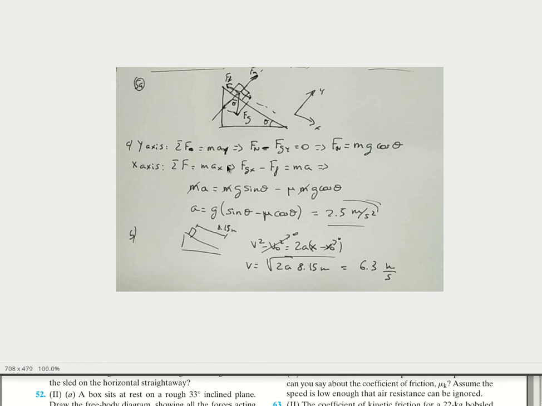Now the acceleration is the thing we want to compute, so the acceleration is equal to g sine of theta minus mu times g cosine of theta. The mass goes away and you get this: 2.5 meters per second squared for the acceleration. To compute v, we know it moves 8.15 meters, so we use this formula: v squared minus the initial speed squared equals 2 times acceleration times the distance, which is 8.15, with a equal to 2.5, so in the end we get this.